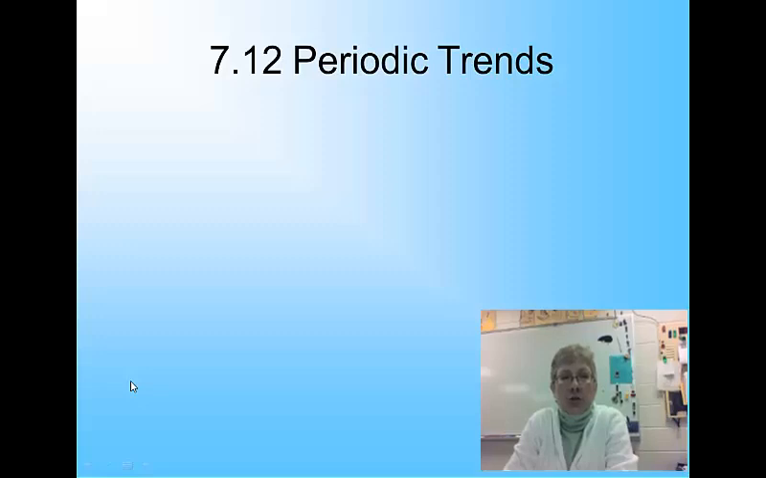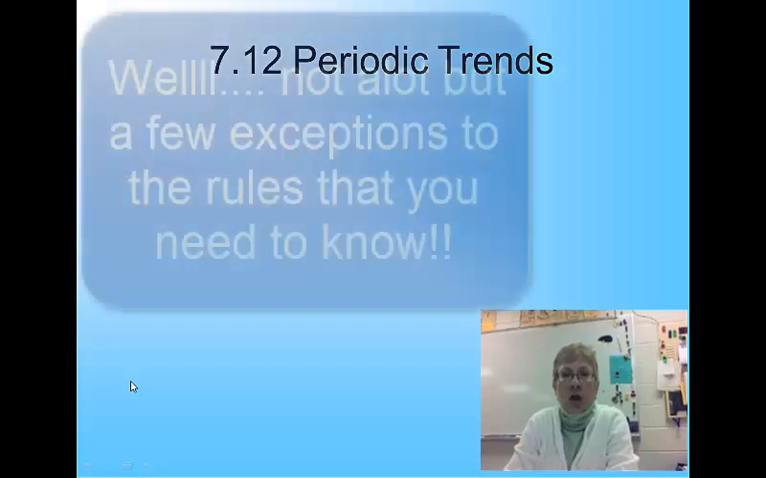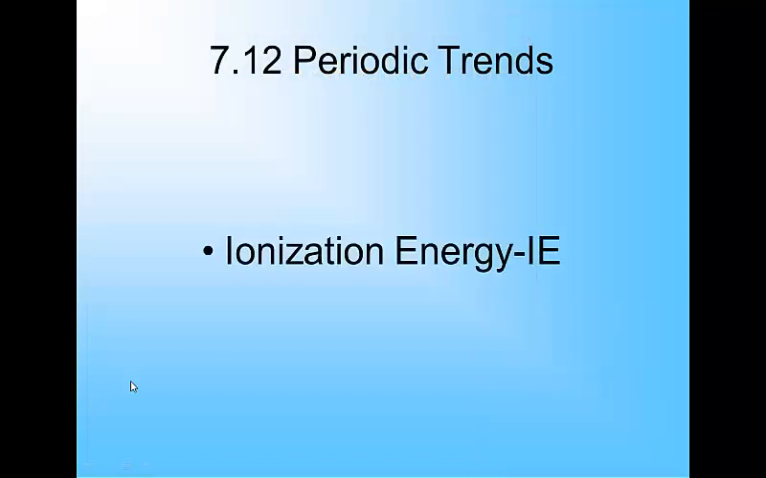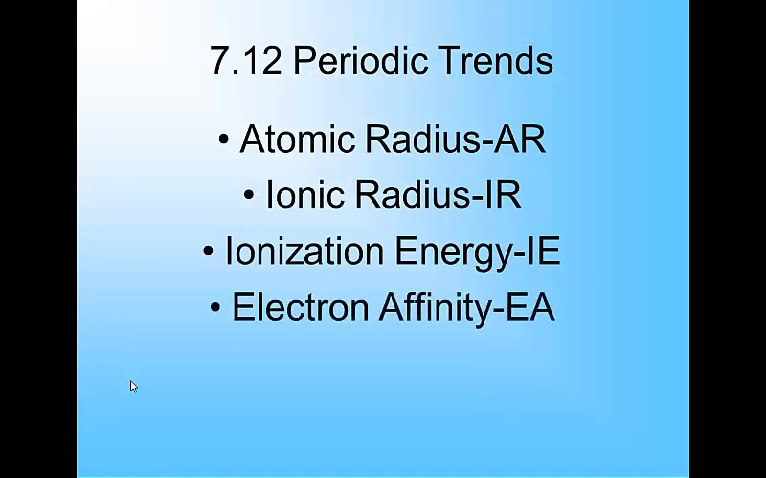Please make sure you know the trends, you know why the trends occur that way, and the exceptions to the rules, because of course, like all good chemistry concepts, lots of exceptions to the rules, so you have to know all three things. Also, for shortcut, I usually abbreviate, and in this order it's going to be atomic radius, AR, ionic radius, IR, ionization energy, IE, and electron affinity, EA.